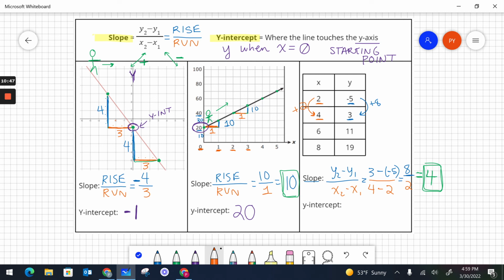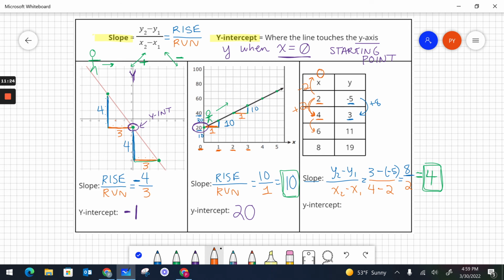The y-intercept, remember that the y-intercept is when x is 0. Well, looking at the table, it starts at an x of 2, not at an x of 0. So I'm going to have to work backwards to figure that out. Well, notice that the table, my x values, is going up by 2 every time. Right? It's going from 2 to 4, and then from 4 to 6. So then I can just go backwards. So instead of adding 2, if I subtracted 2, that would get me to an x of 0. That's what I want.